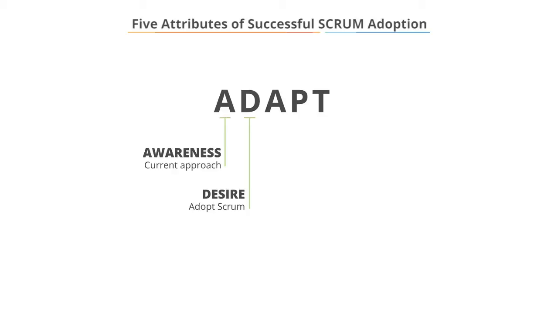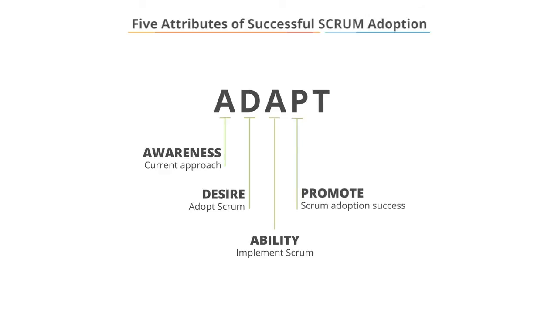2, desire. Adopting Scrum can require a significant change in an organization's culture. Therefore, there must be a clear desire to adopt Scrum and the confidence that it will result in the improvements desired. 3, ability. The team must be willing to make the effort necessary to actually implement Scrum. This effort is going to include coaching, mentoring, and potentially working with senior management to gain their support for the adoption effort.